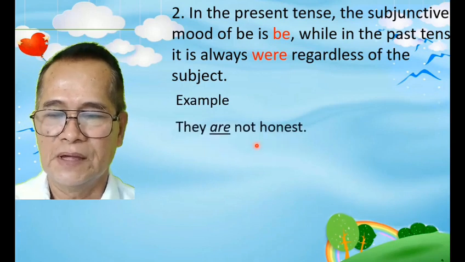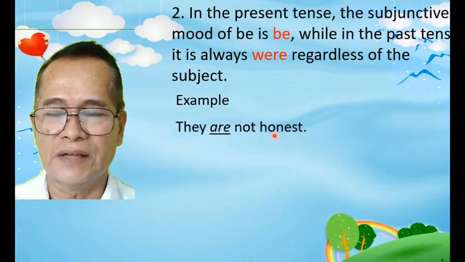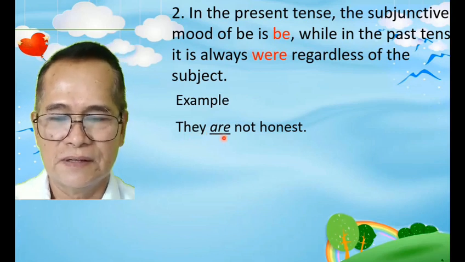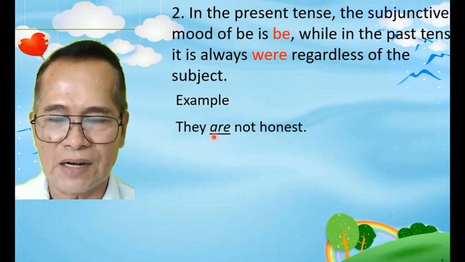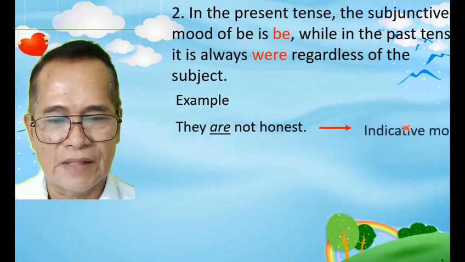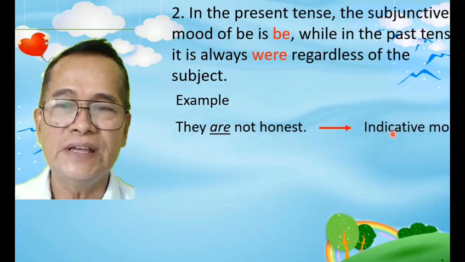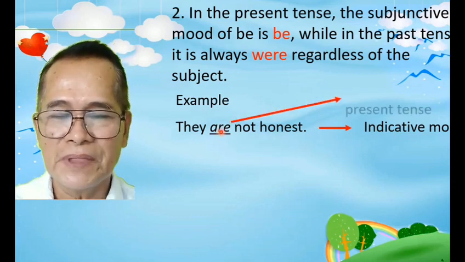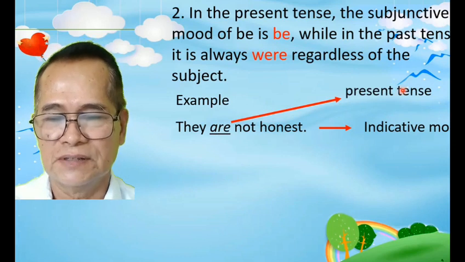Example, they are not honest. Alright, our subject here is plural, they, and our verb is are. This is in the present tense. And this is under indicative mood. Now, notice here, the verb are is in the present tense.